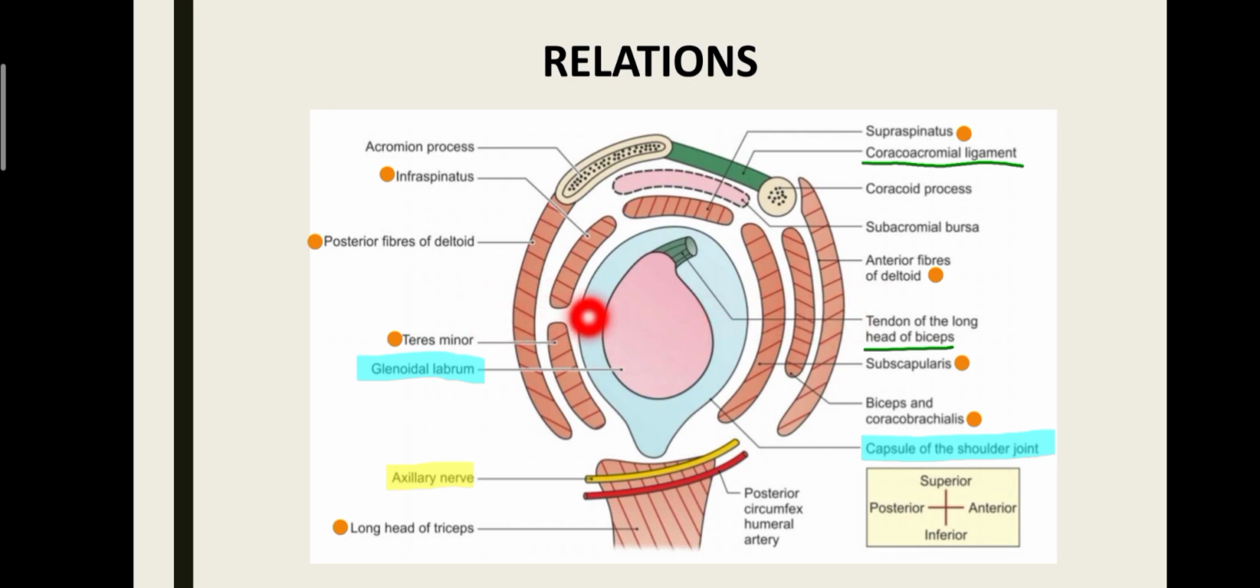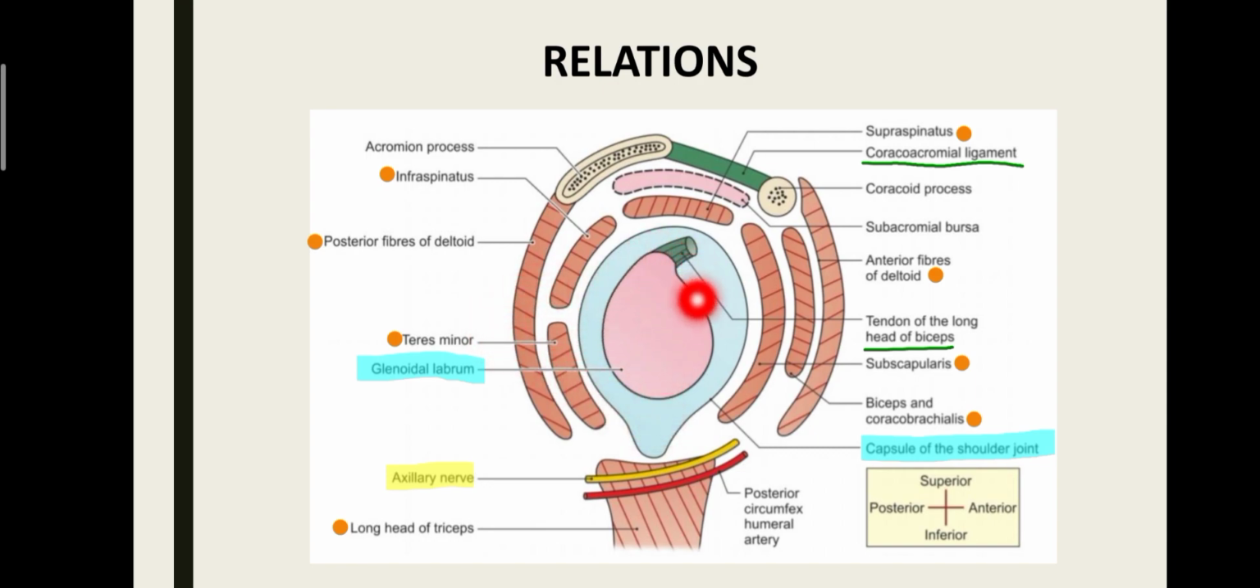Coming to the posterior relations, the posterior most muscle is the posterior fibers of your deltoid. So this is your first posterior relation, and next is your infraspinatus and teres minor. So these three are going to form the posterior relations.